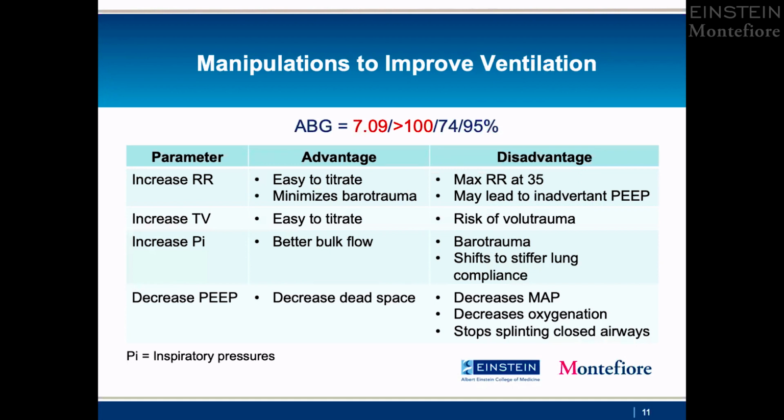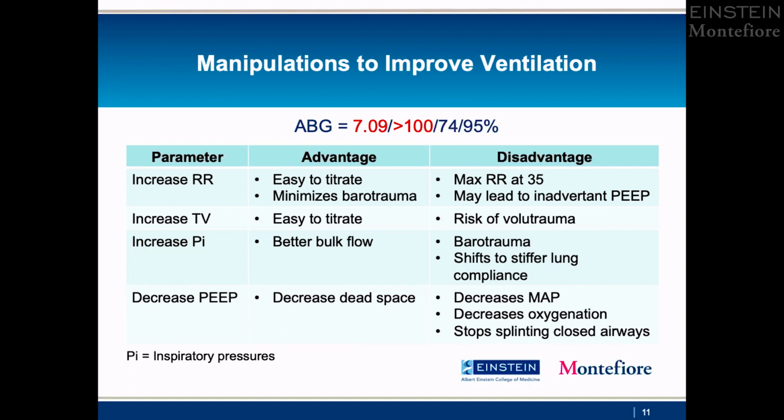Here is a clinical scenario where your intubated patient has an ABG of 7.09, PCO2 greater than 100, PaO2 of 74, and O2 sat of 95%. The patient is hypercapnic. What are some of the things that you can do to improve ventilation? One can increase respiratory rate, increase tidal volume, increase inspiratory pressure, or decrease PEEP.